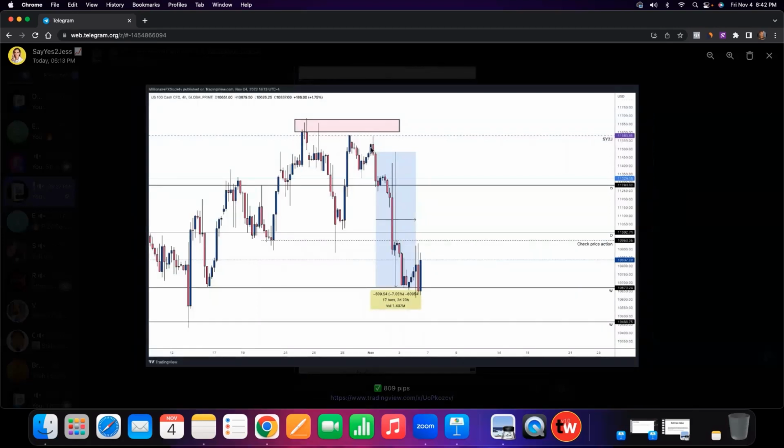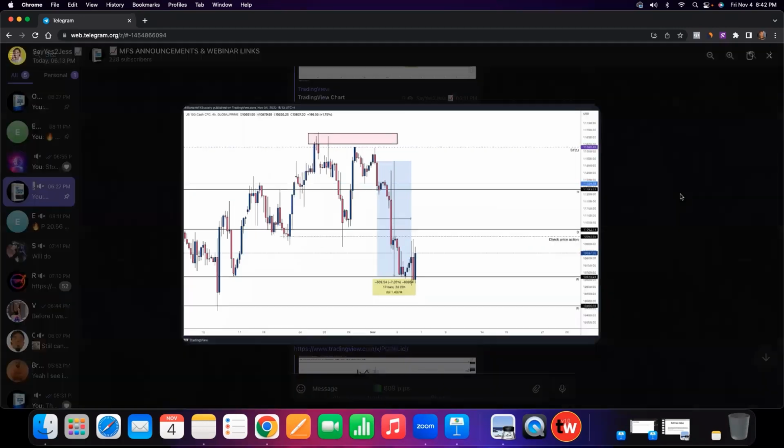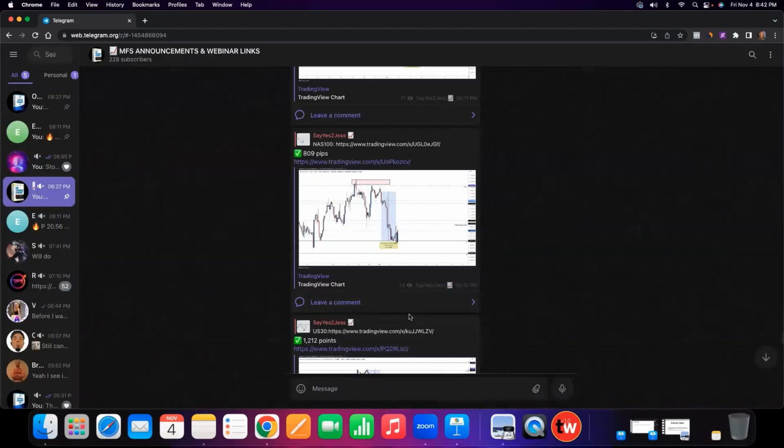I put it here because I would say we would want to wait for at least a candle to confirm. However, if you had an order in, you could have gotten a wick entry, but the next candle would have given you that opportunity to take it down to the first level and then the second level. So 809 pips with that. It was really, really nice.